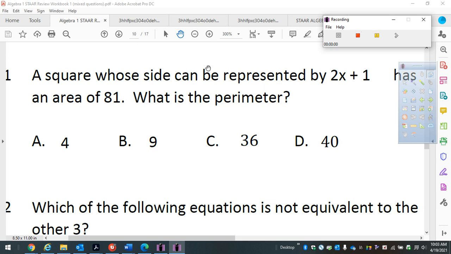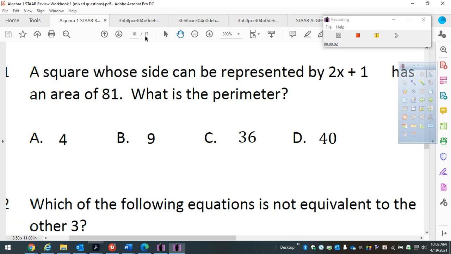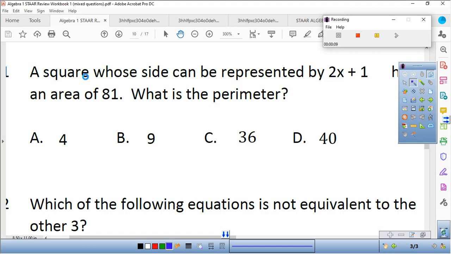Yes, good morning. This is going to be number 10 of 17. So let's come out here and work on this one. A square whose side can be represented by this one. When it's a square, all the sides are the same length, 90 degrees, diagonals equal each other, has an area of 81.